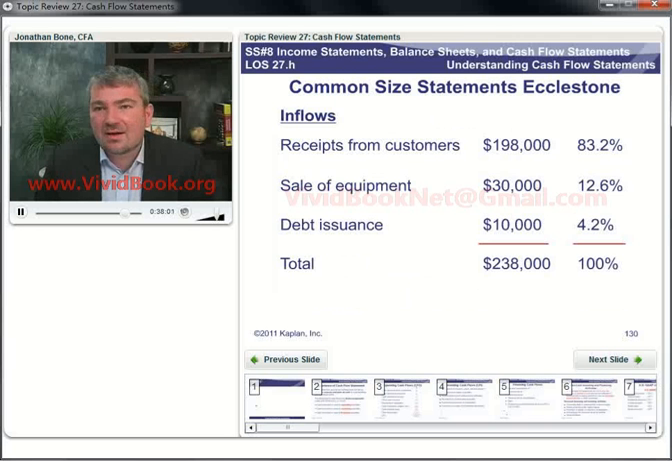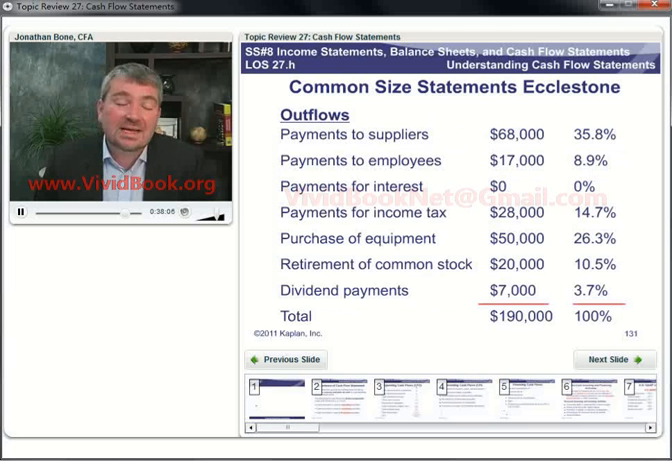When we look at our outflows, again, we can see roughly what percentage of the outflows are from each source. Large amount coming from our suppliers. Notice as well a relatively large amount, 26.3%, due to the purchase of equipment. Now that could be that they're replacing the wearing out of existing PP&E, or it could be, of course, that they're expanding the business.